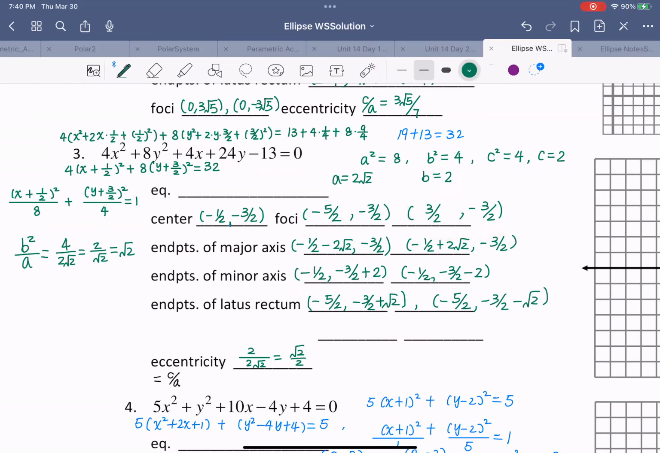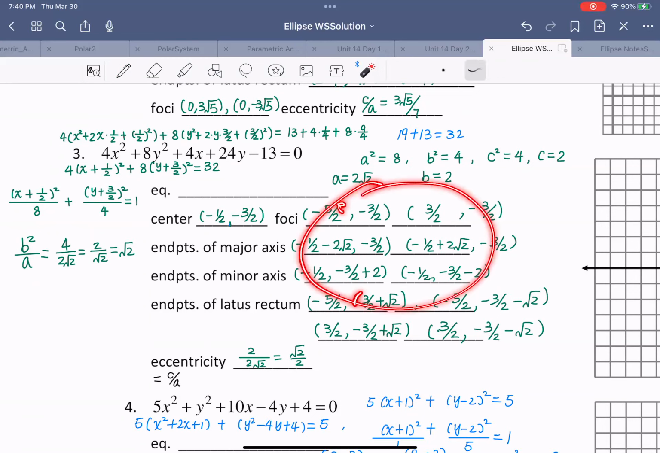The second one is 3 divided by 2 comma negative 3 divided by 2 plus or minus square root 2. And then 3 over 2, right? And then negative 3 over 2 minus square root 2, right? So this figures out the full latus rectum endpoints. Find out the 2 foci and go up, go down, go up, go down by b squared over a. That's it.